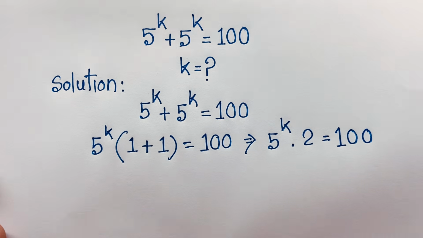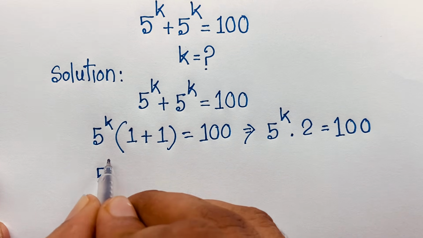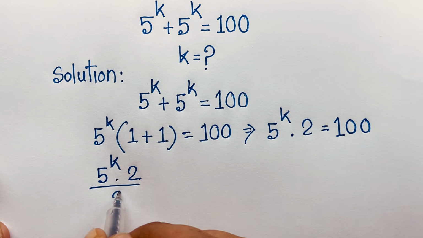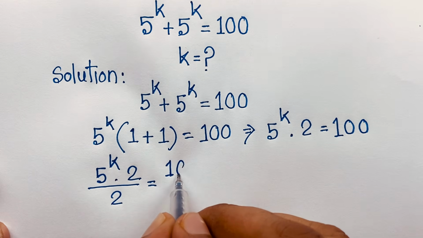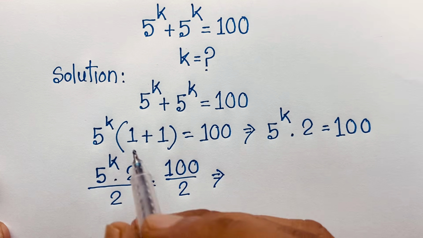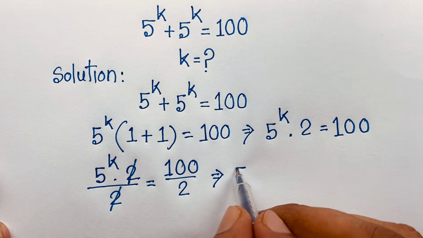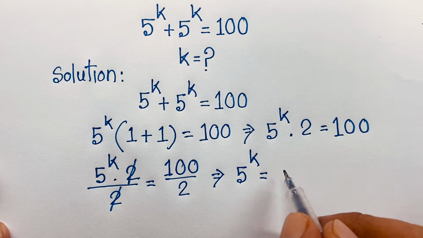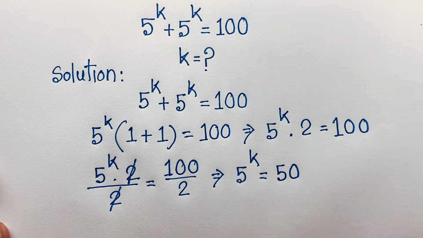Now I divide both sides by 2, which is 5 to the power k times 2, and I divide this value by 2, and this 100 divided by 2. Now you can say this 2 is cancelled out. It will be 5 to the power k is equal to 100 divided by 2, this is 50.